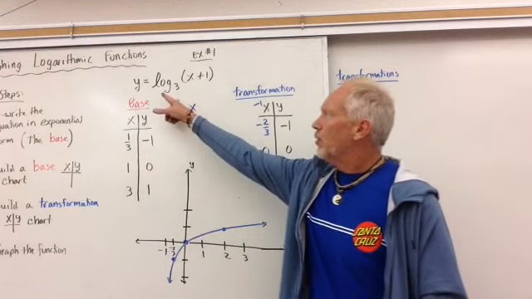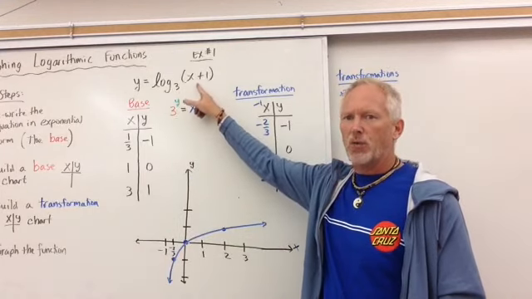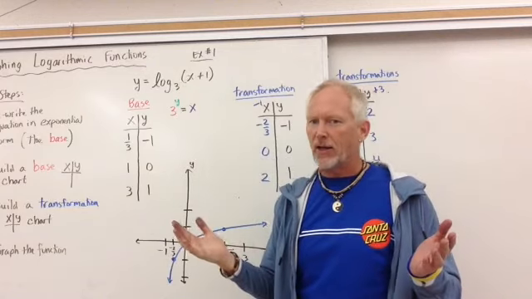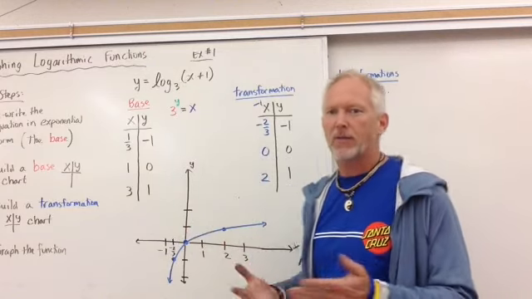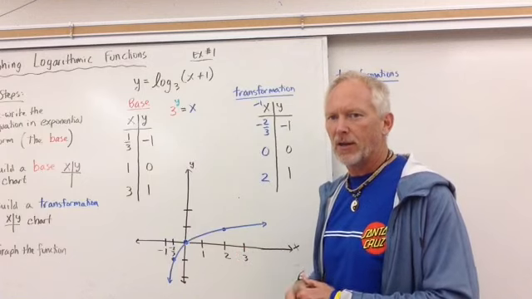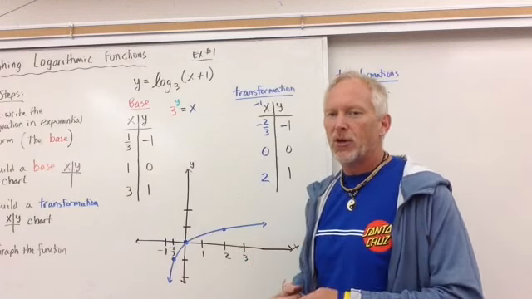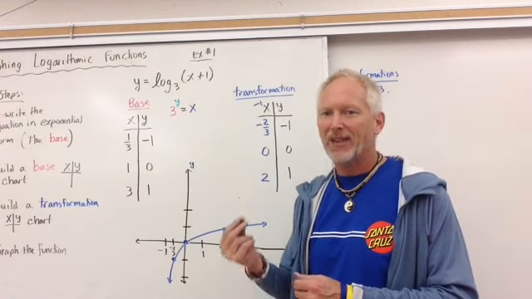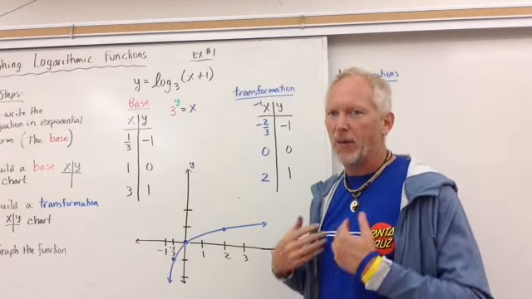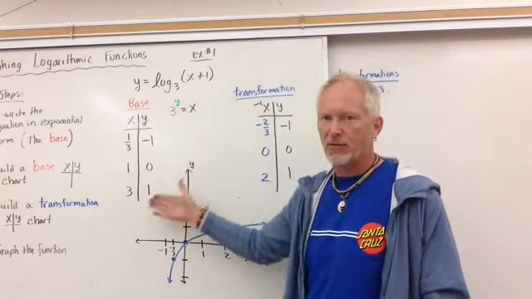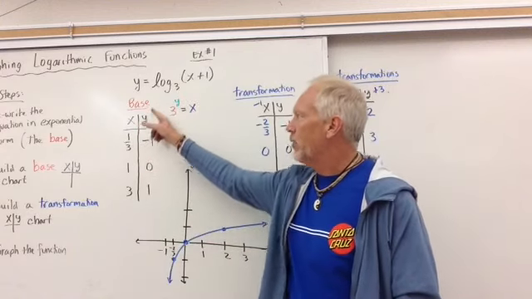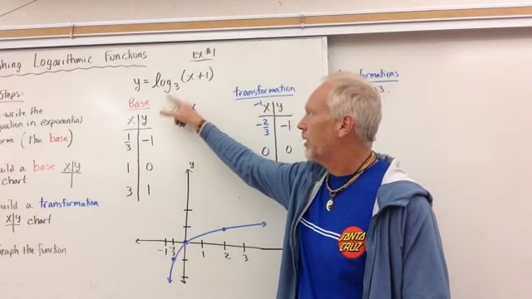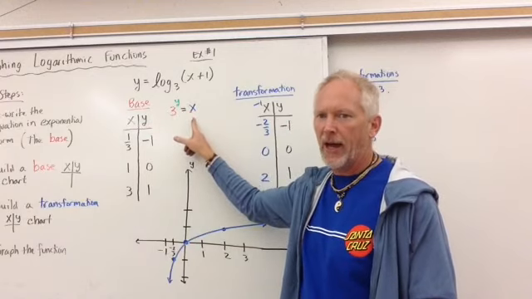Here we have log base 3 of x plus 1. They want us to graph that. And again, this is the way I like to do it. You can do it however you want. But in my experience, the easiest way, the way that you arrive at a graph with fewer errors, in my opinion, is to do the base first. So we have an xy chart for the base, and the base in this case is just 3 to the y equals x.